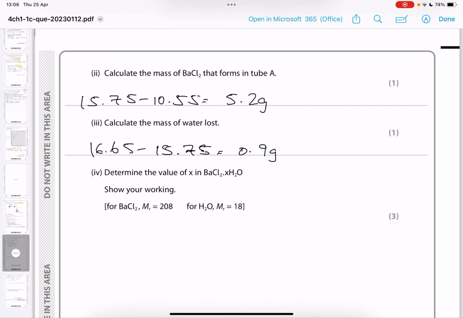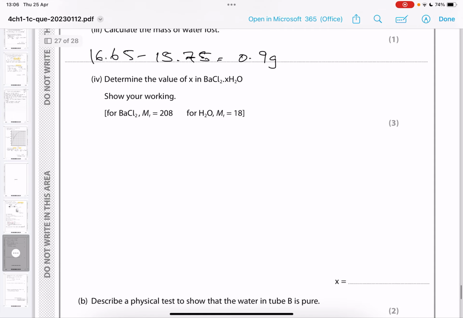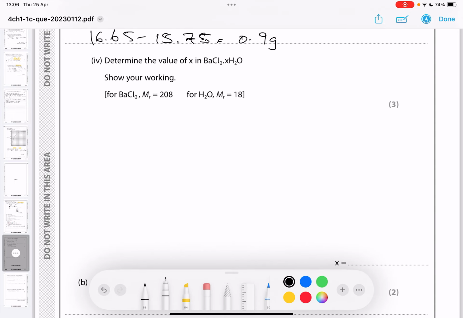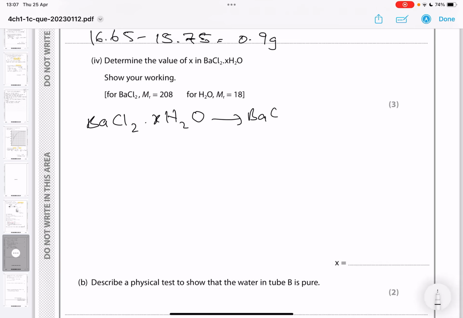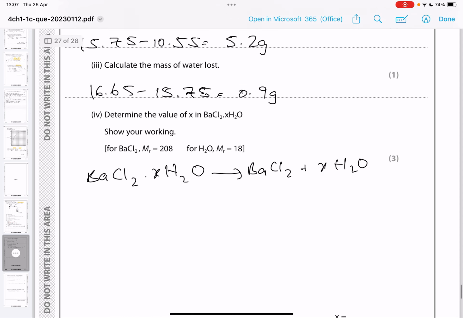Determine the value of X in BaCl2.XH2O. Show your working. Relatively straightforward, I think. Let's just write a general equation. BaCl2.XH2O is going to turn into BaCl2 plus XH2O. Okay, so this is the water that's evaporating and this is the barium chloride that's left. And we've just worked out the values of these. So we've got 5.2 grams of barium chloride remaining and we've got 0.9 grams of water.